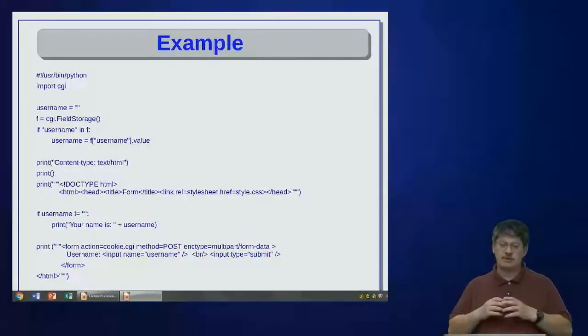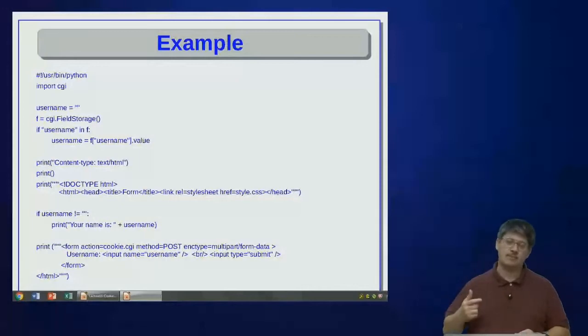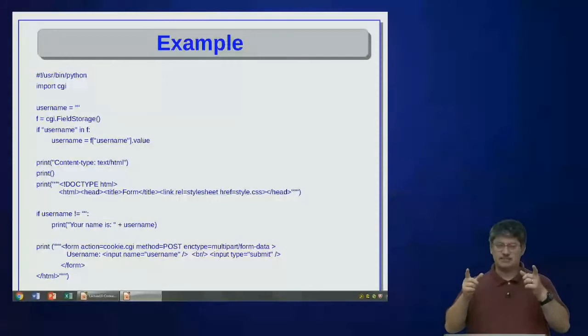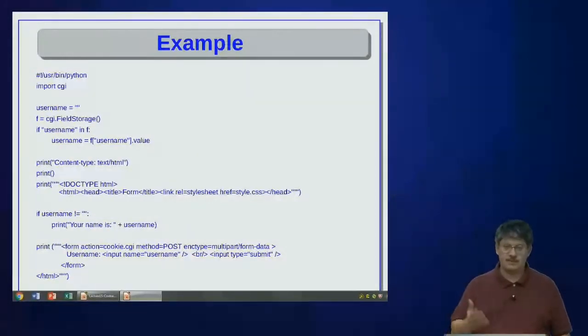OK, then I print some HTML for the form. The action is cookie.cgi, which is also the name of this script. So it's going to trigger the same script that prints this web page. I'm going to use the post method. I'm going to encode it as multipart form data. And then I'm just going to have a username field that's just a text input named username and a submit button. And that's my HTML.